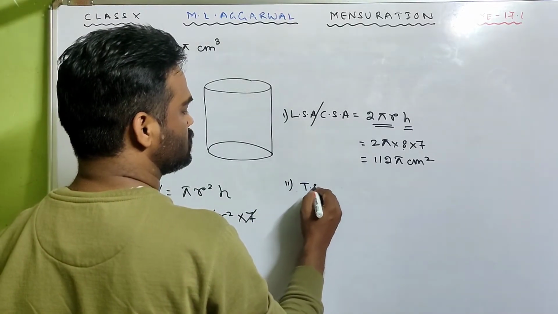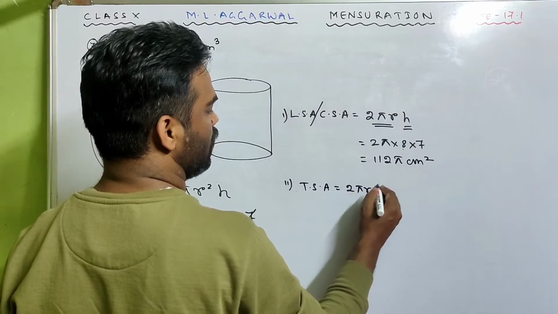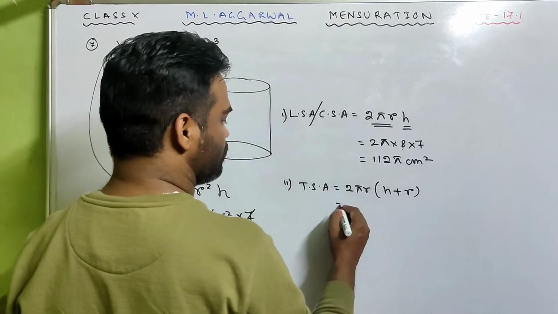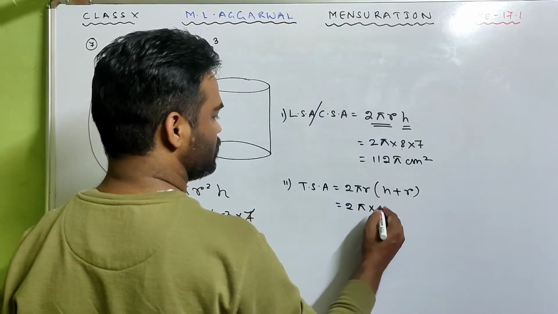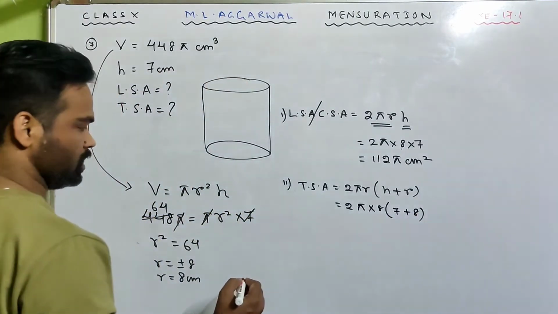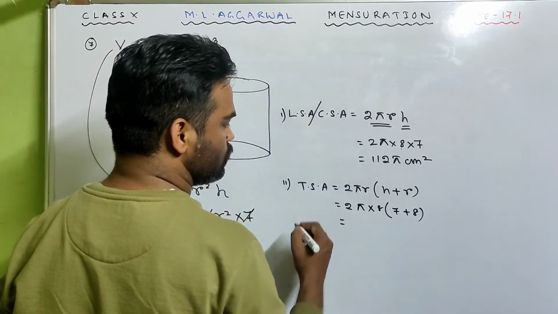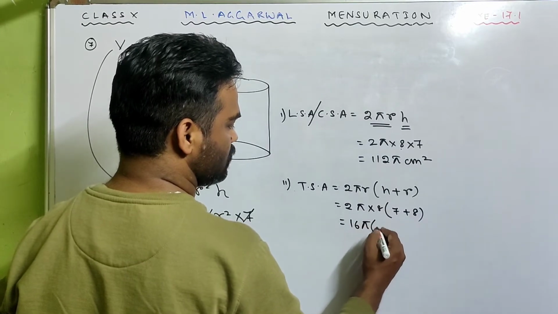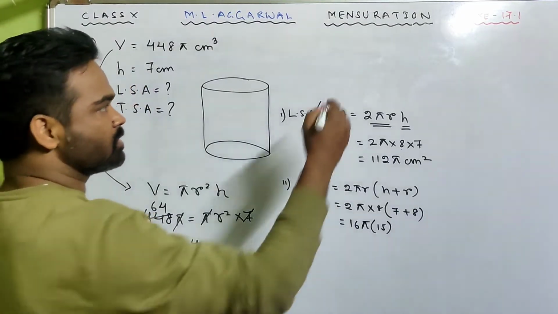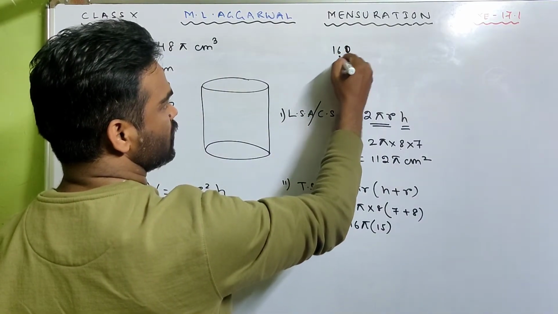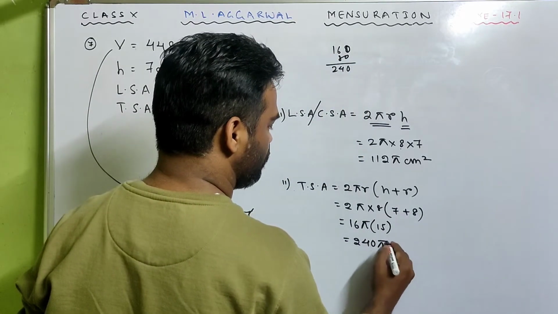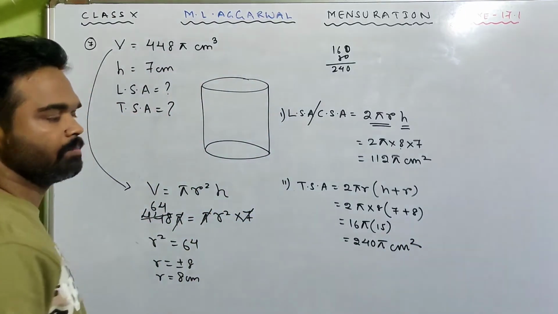Now, total surface area is 2 pi r h plus r for a cylinder. Substitute the value. 2 pi r is how much? 8. h is 7 plus 8. So that's 2 multiplied by 8 gives you 16 pi into 15. 16, 15 times is how much? 160 plus 80, that's 240. So this is 240 pi centimeter square.